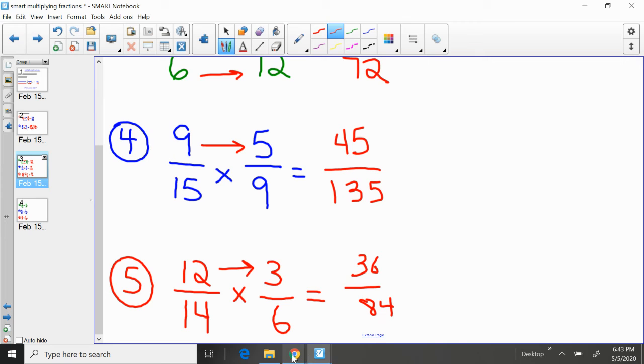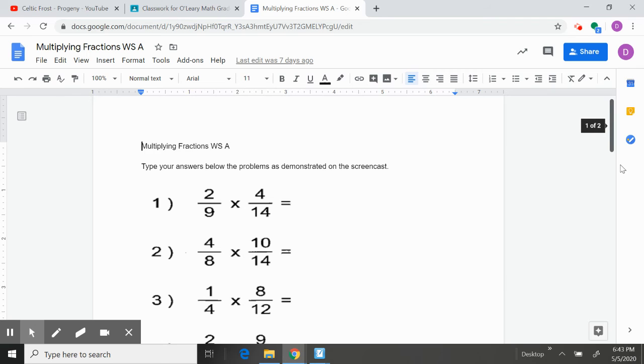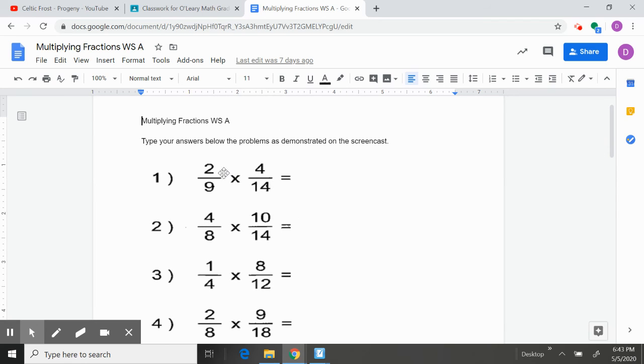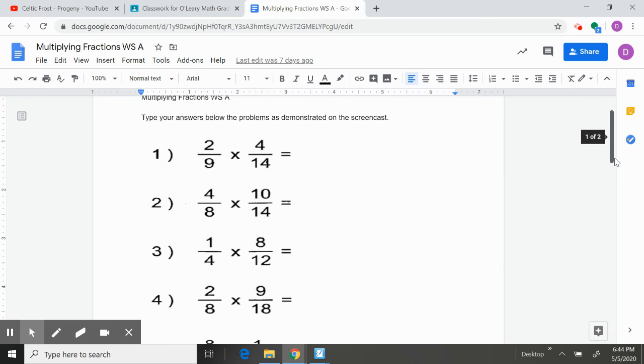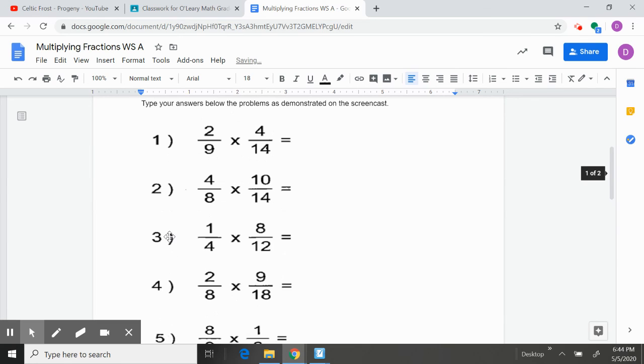What I'm going to ask you to do for homework today is to do worksheet A, and it has a space for you to put your answers on the next page. So same thing, multiplying across. 2 times 4 is 8. 9 times 14, that would be 126. So you have 8 over 126. You would go down here and put as your answer 8 slash 126, because you can't really write a fraction like we would on paper. So 8/126.